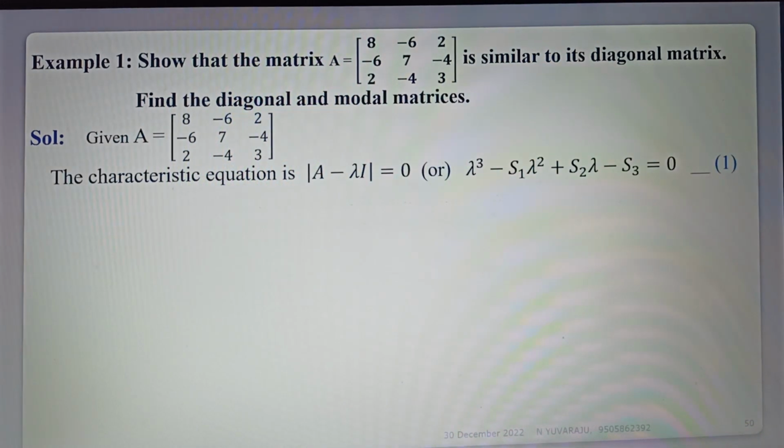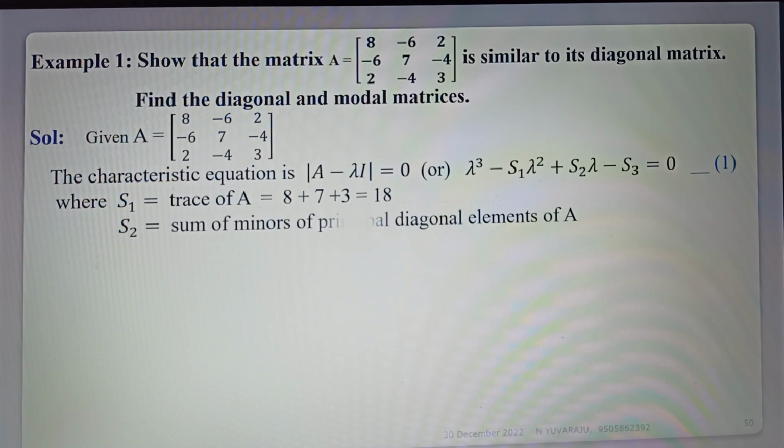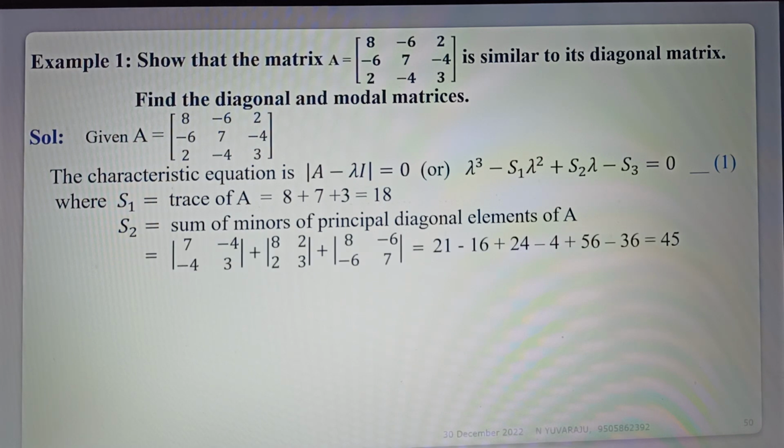So the characteristic equation is lambda cube minus S1 into lambda square plus S2 into lambda minus S3 is equal to 0. S1 is equal to the trace of the matrix, 8 plus 7 plus 3, which is equal to 18. The same procedure we already discussed in the previous lecture. S2 is the sum of the minors of the principal diagonal elements of A, that is finding the sum of the minors.